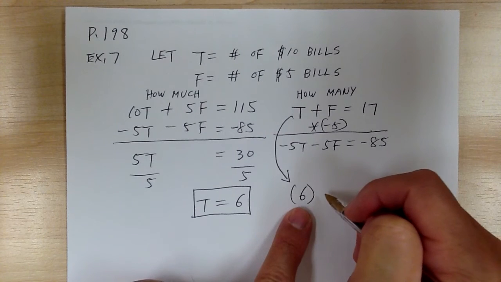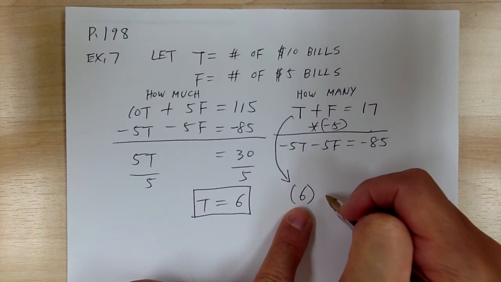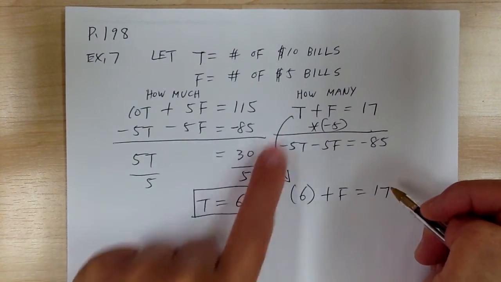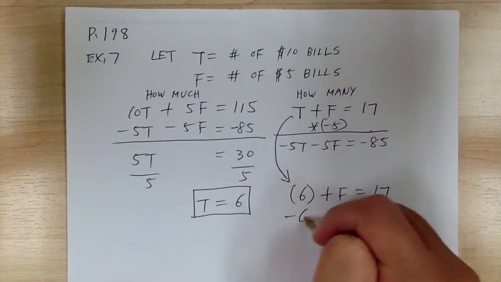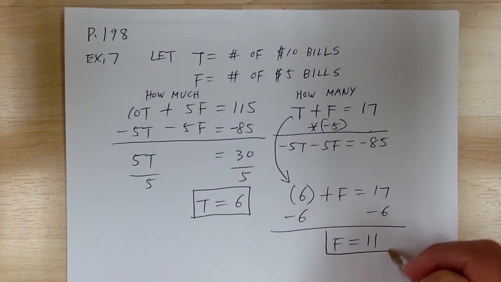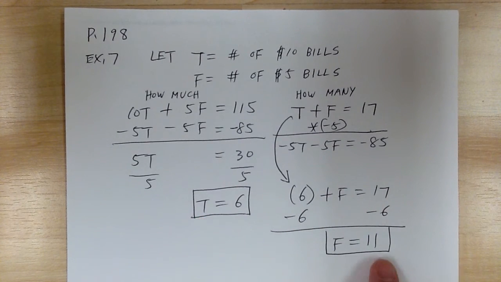You can put the substitution in parentheses. So substitute 6 into the t, and then you subtract 6 on both sides. So f equals 11. So there are 6 $10 bills and 11 $5 bills.